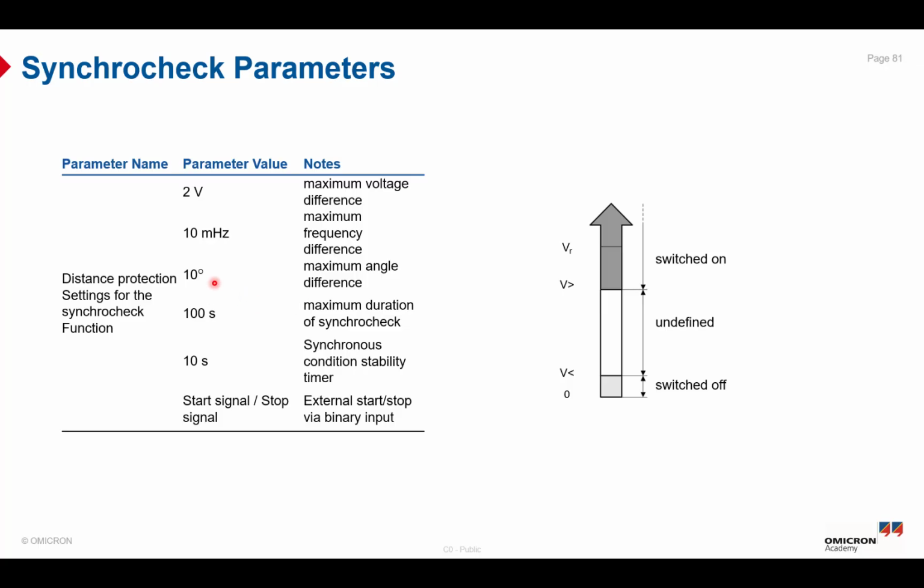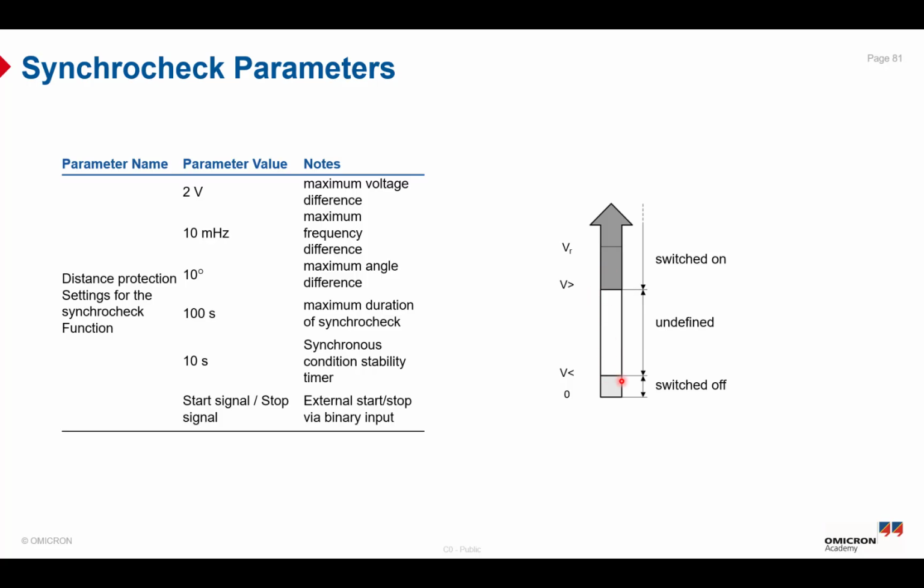We also have other parameters for T minimum and T maximum. The T maximum is the maximum duration of the Synchrocheck, which is equal to 100 seconds. We also have a synchro condition stability timer, which is 10 seconds, and we have external start and stop via the CMC binary input. As you can see in the other graph here, we have the voltage limits to consider whether the line or the bus bar is live or dead, depending on these two values, V under and V over.